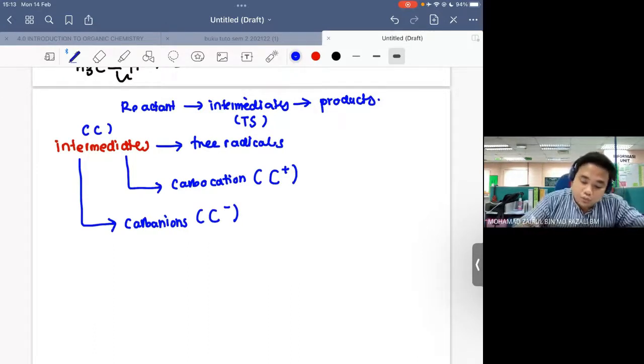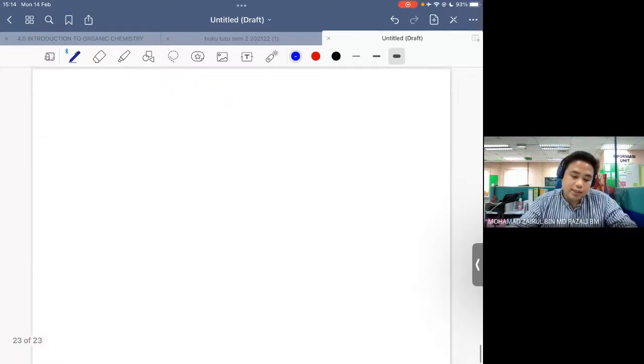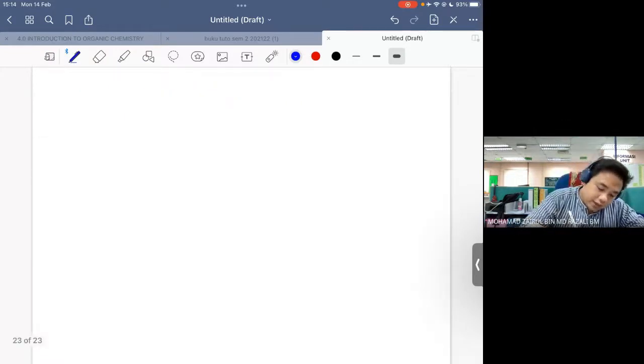Okay, so for each of these intermediates, you need to know the stability. Because based on the stability itu kita boleh predict apa je produk yang akan terhasil kalau kita buat reaction. Okay, so we start with the free radical. So kita akan start dengan carbon free radical lah.